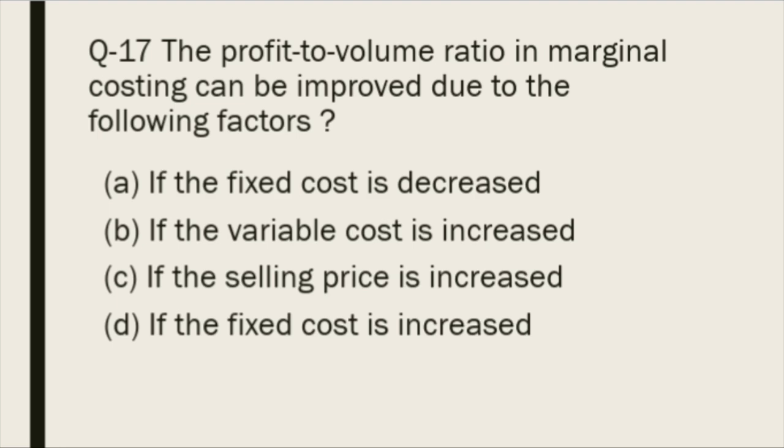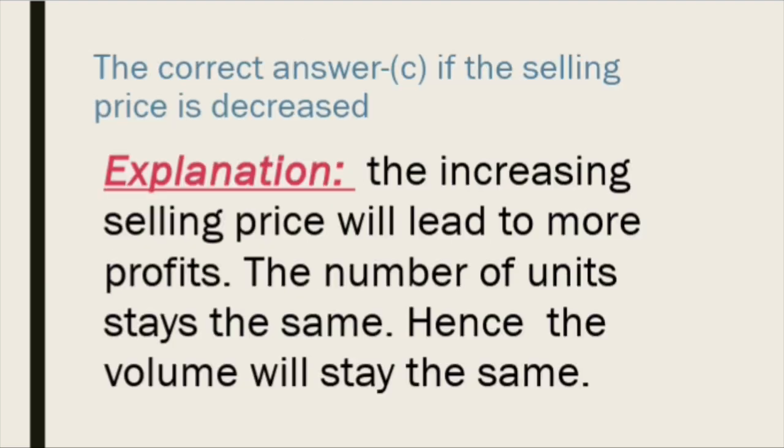Next question. The profit to volume ratio in marginal costing can be improved due to the following factors. The options are if the fixed cost is decreased, if the variable cost is increased, if the selling price is increased, if the fixed cost is increased. The correct option is if the selling price is increased. The reason is that the increasing selling price will lead to more profits. The number of units stays the same, hence the volume will stay the same.